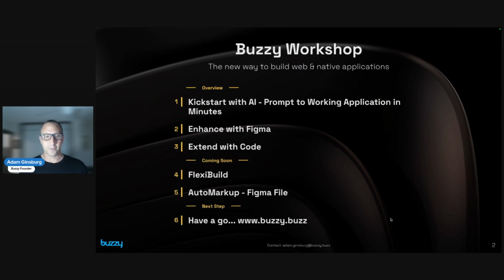So today we're going to cover just an overview of what's involved in kickstarting things. We're going to talk about how we can enhance things. So we kickstart with AI, we can enhance with Figma, and then we can extend with code. I'll be covering all of that. And then I'm going to give you a sneak peek at some of the new features that we're working on that hopefully we're going to be getting betas out within the coming weeks.